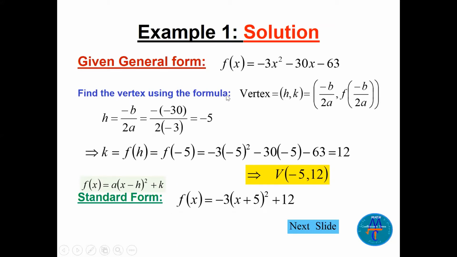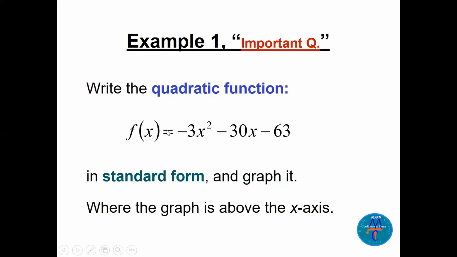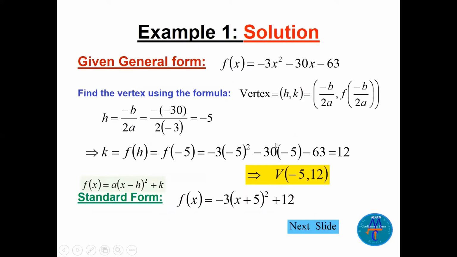we need h. H is minus B, that is minus minus 30, over 2A. A is minus 3. It happened here that A, B, and C are negative. They can be positive or negative. So when you simplify this, you get minus 5. Because this minus becomes plus, 30 over 6 is... minus 5. So k is f of h. So I take minus 5 and replace it in this function here. So minus 3 times minus 5 squared, minus 30 times minus 5, minus 63. When you simplify all this, you get 12. So I take minus 5 and 12, that is the vertex.